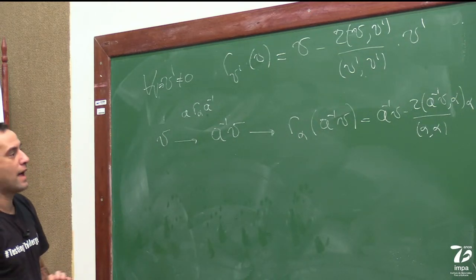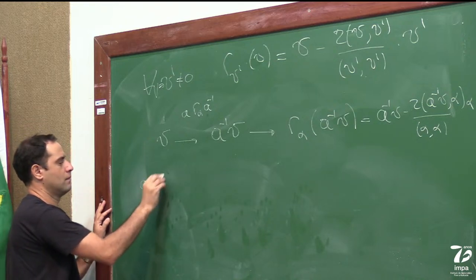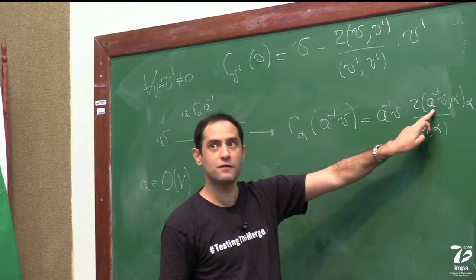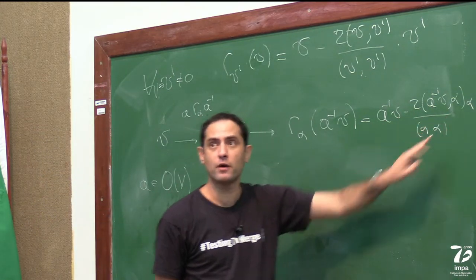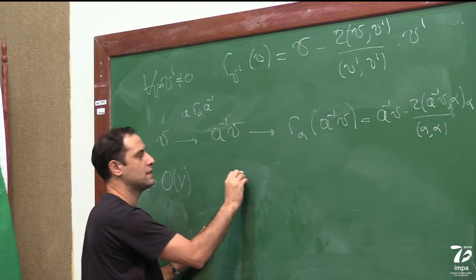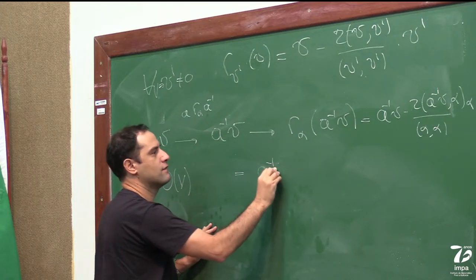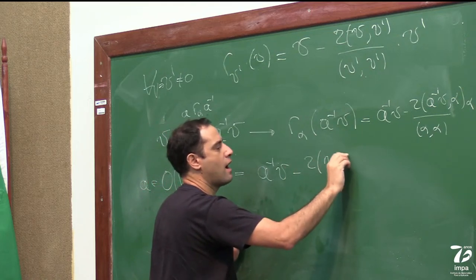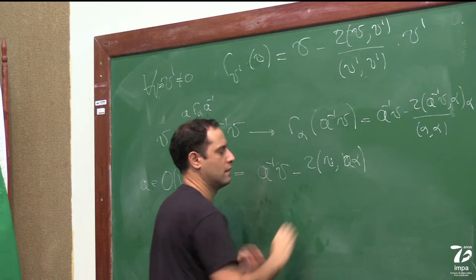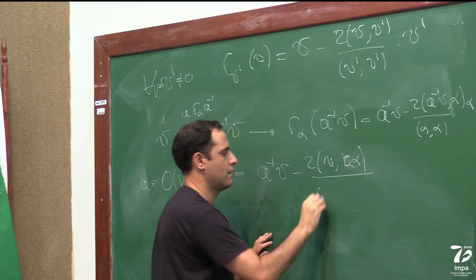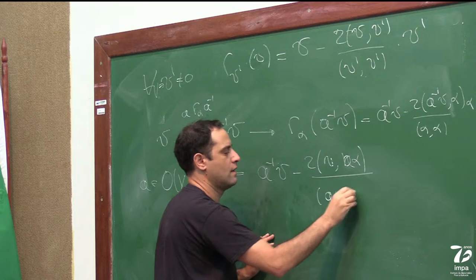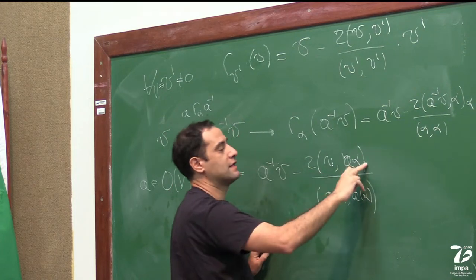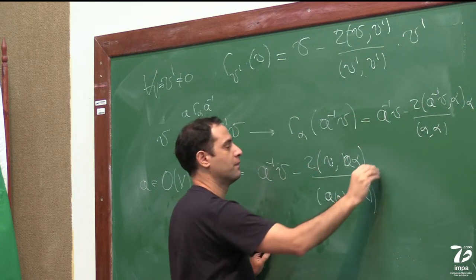But A is orthogonal, so (A inverse V, alpha) is equal to the inner product (A of A inverse V, A alpha). So this thing there is equal to A inverse V minus twice (V, A alpha) over (A alpha, A alpha) times alpha. This is equal to this because A is orthogonal, and this is equal to the denominator because A is orthogonal, and here I have alpha.